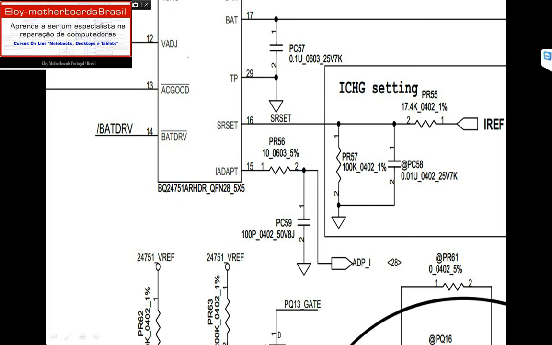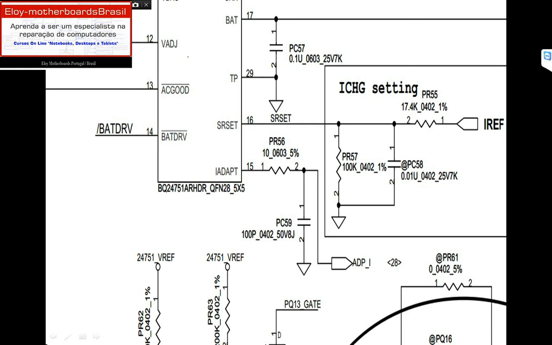Here in pin 15, IADAPT means current that comes from the adapter. So the signal will come out on pin 15 of PU4, named as ADPI, as you can see right here. It will be taken to pin 64 of the KBC on page 28.